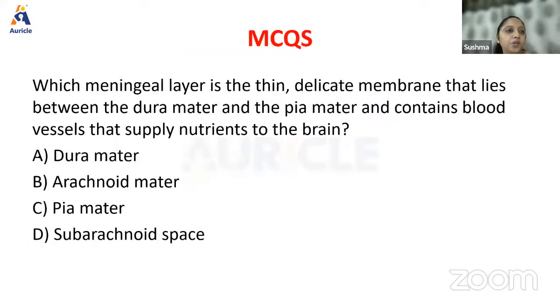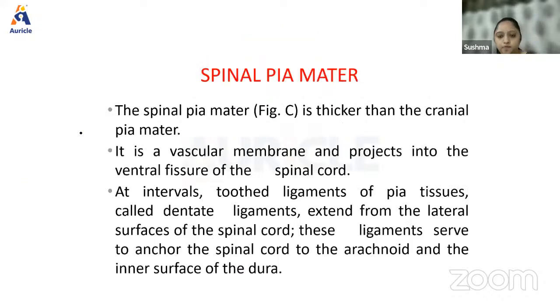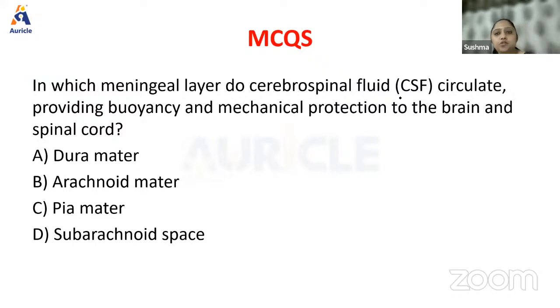Let's take a simple question. Which meningeal layer is a thin, delicate membrane that lies between dura and pia mater, contains blood vessels that supply nutrients to the brain? No points in guessing. Arachnoid mater. Which meningeal space do CSF circulate in, providing buoyancy and mechanical protection? Again, the subarachnoid space is where the CSF continues.